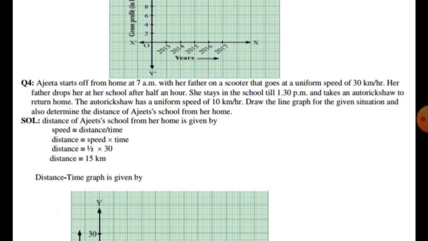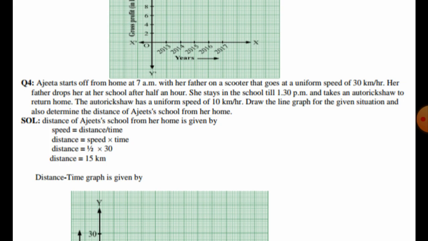Now in question number 4 we have Ajita starting off from home at 7 a.m. with her father on a scooter that goes at a uniform speed of 30 km per hour. Her father drops her at school after half an hour. She stays in the school till 1:30 p.m. and takes an auto rickshaw to return home. The auto rickshaw has a uniform speed of 10 km per hour. Now draw the line graph for the given situation and also determine the distance of Ajita's school from her home.